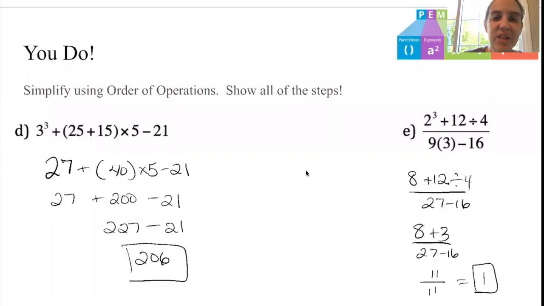All right, these are the solutions to the next you-do problems. For letter D, there's a lot going on there. Start with the exponents, start inside those parentheses. I wind up with 206. Letter E, start in the numerator, start with the exponents, work your way through. I've got an 8, 9 times 3 is 27, and 11 divided by 11 is 1. So again, pause the video here if you need to stop and look at things, or a quick screenshot would help too. And I think that's it.